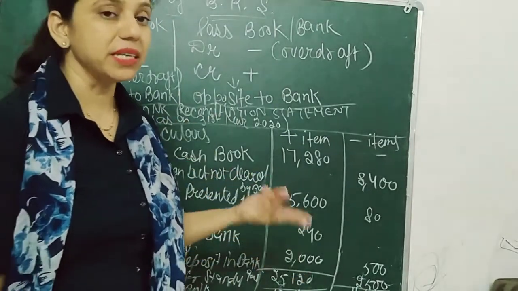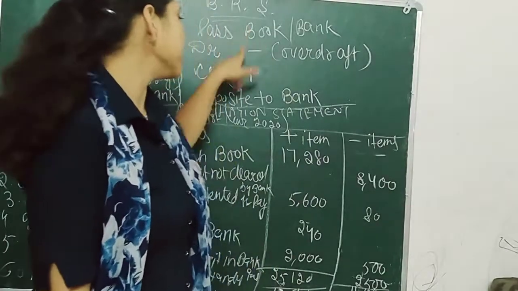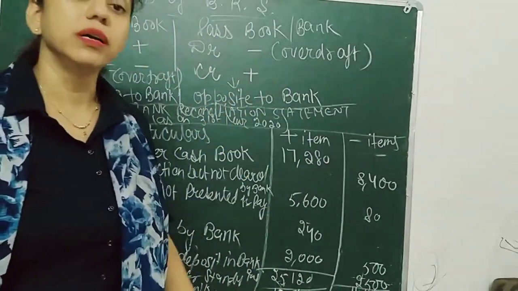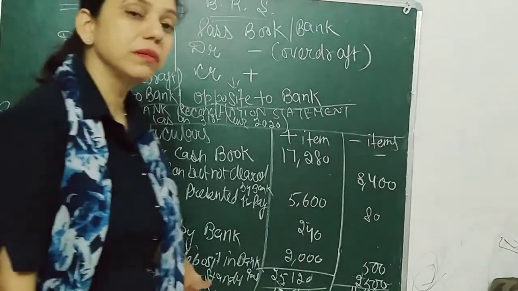Passbook which balance, debit or credit? Plus side. So it will be plus, which means passbook credit balance. So we will write at last credit balance as per passbook.